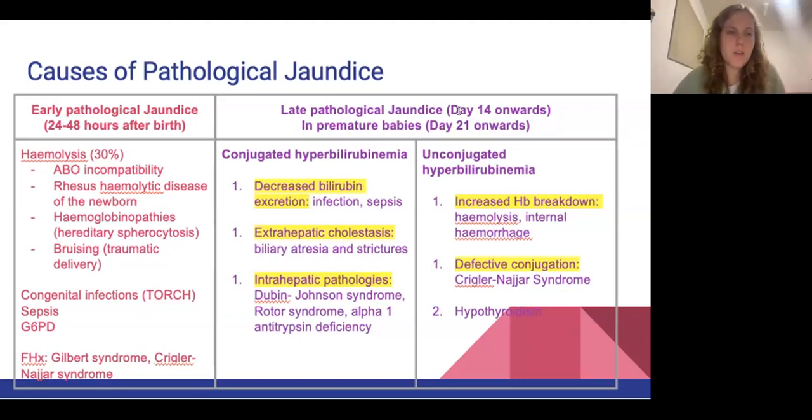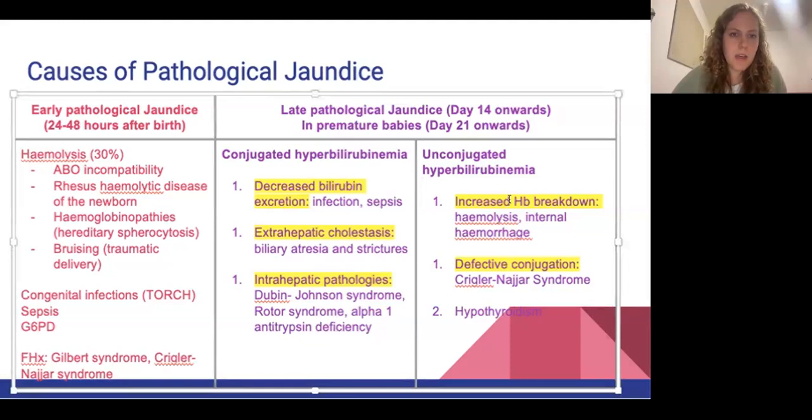You do a serum test to see if it's conjugated or unconjugated. Unconjugated causes are hypothyroidism, or hemolysis or hemorrhage. And then conjugated causes are infections, sepsis, biliary atresia, which is a really important diagnosis to rule out, and strictures. And then you've got some random diseases, but they don't usually come up, so I wouldn't worry too much about them.